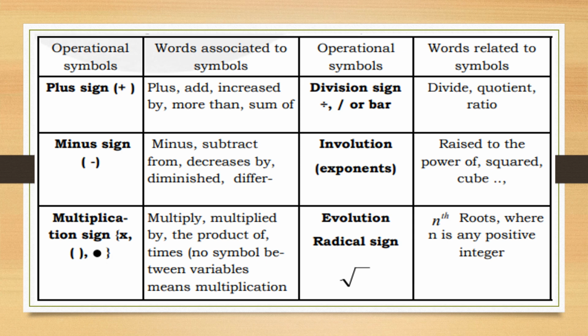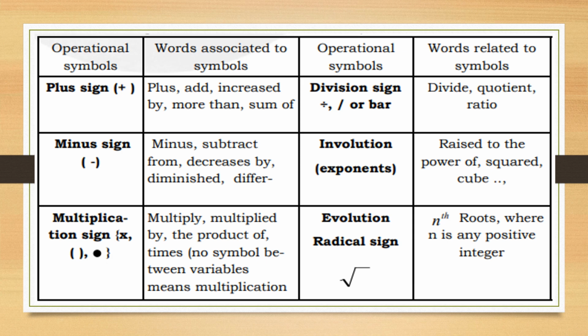So no symbol between variables means multiplication. So ano pong ibig sabihin nun? Kapag kayong dalawang variable ay magkatabi, ang kanyang operation ay multiplication kahit walang nakalagay na parenthesis or dot, basta magkatabi sila, that is multiplication. Then sa division naman, we have the division symbol, of course, and we have also the bar. So the words related to it are divide, quotient, ratio. So these are the words that show division.